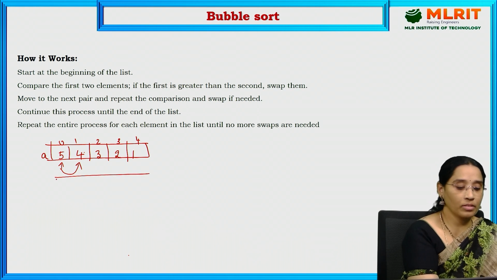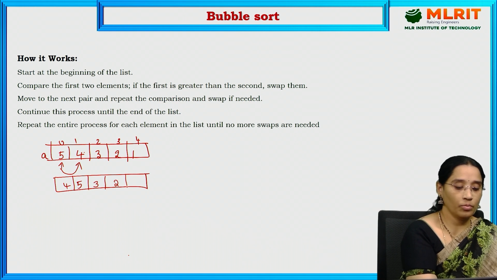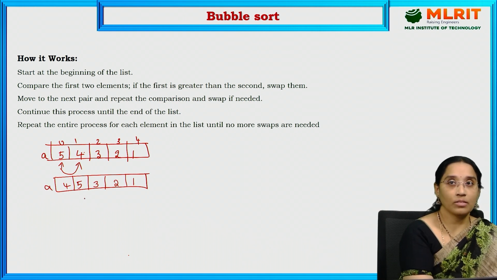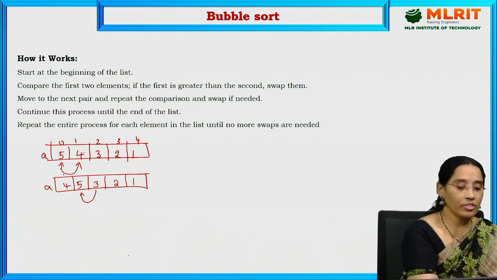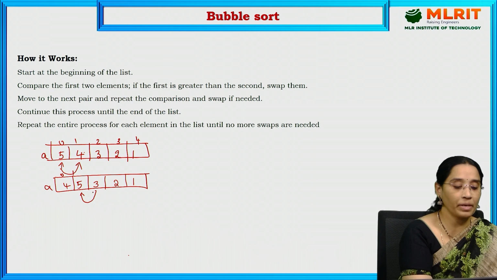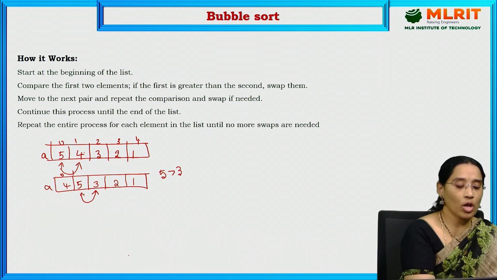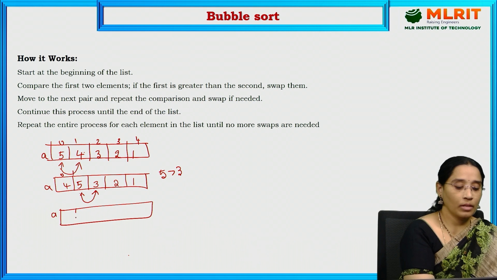After the first swap, the array is 4, 5, 3, 2 and 1. Next, it will start from where we have stopped, so it reaches index 1. Again the comparison will start: 5 and 3 get compared. Obviously 5 is greater than 3, so these two elements will be swapped. It is 4, 3, 5, 2 and 1.